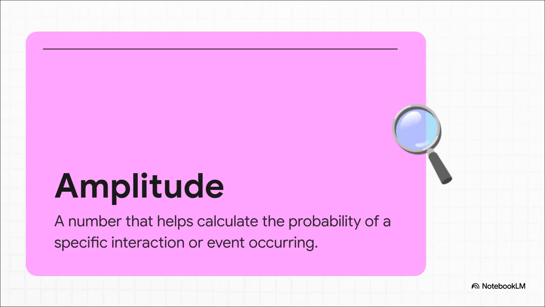Now, you're going to hear the word amplitude a lot. All it is really is a number. It's the number that tells you the probability of something happening. So when physicists calculate an amplitude, they're just asking, what are the odds that these two strings will interact and give us this particular result? It's the absolute bedrock of how we predict things in physics.